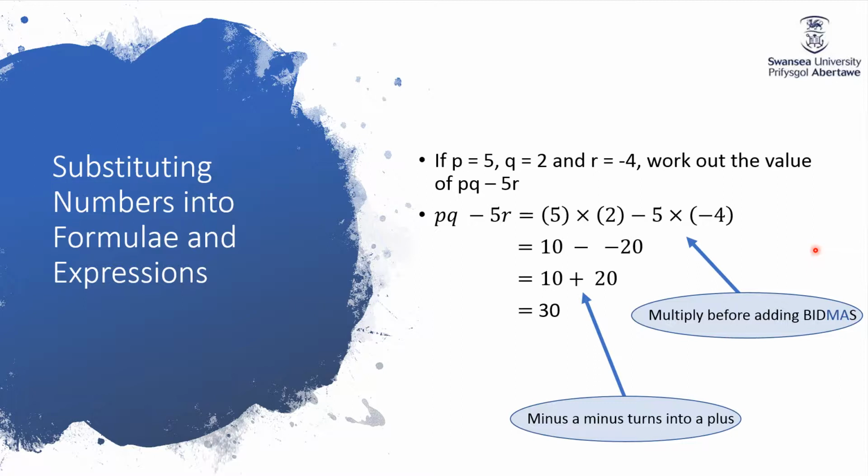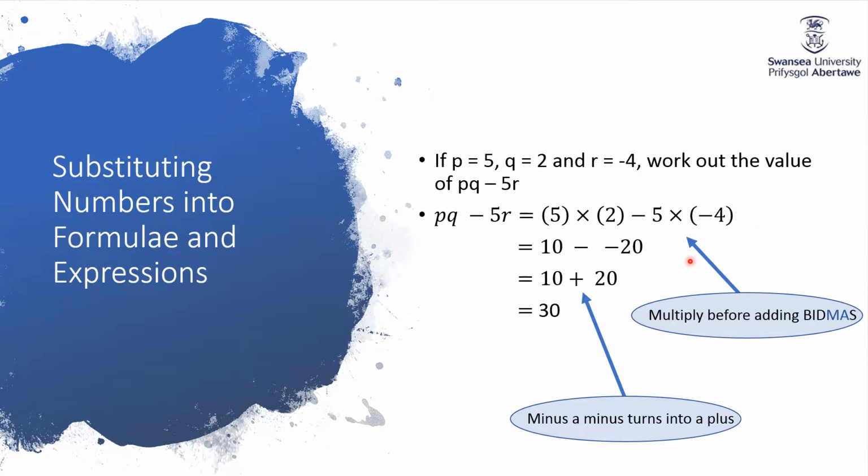Let's look at an example of substituting numbers into formulae and expressions. If p equals 5, q equals 2, and r equals minus 4, work out the value of p by q minus 5r. So we've been told p is 5, so we put 5 here. We've been told q equals 2, so we substitute 2 here in for q. Minus 5 by r, which we're told is minus 4, so we put minus 4 in here.